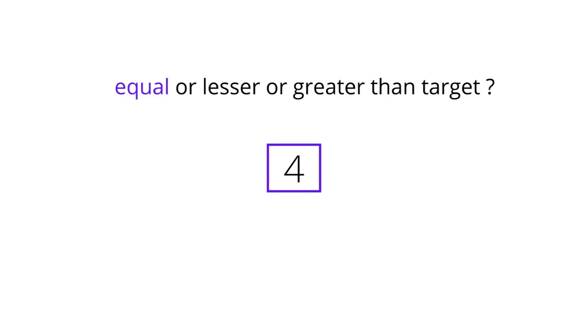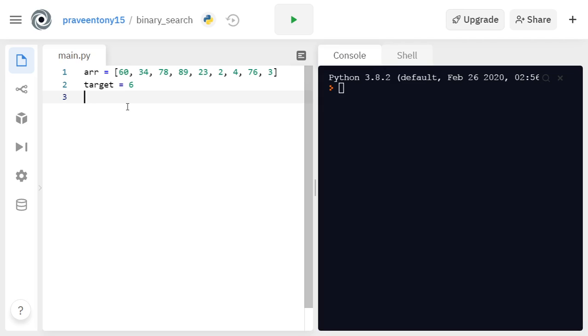So let's get to the implementation using Python. We are at the implementation part, and here we have a list named array, and a target. We need to find whether there is a 6 or not. So let's change the target to a positive number like 34. It's in the list, right?